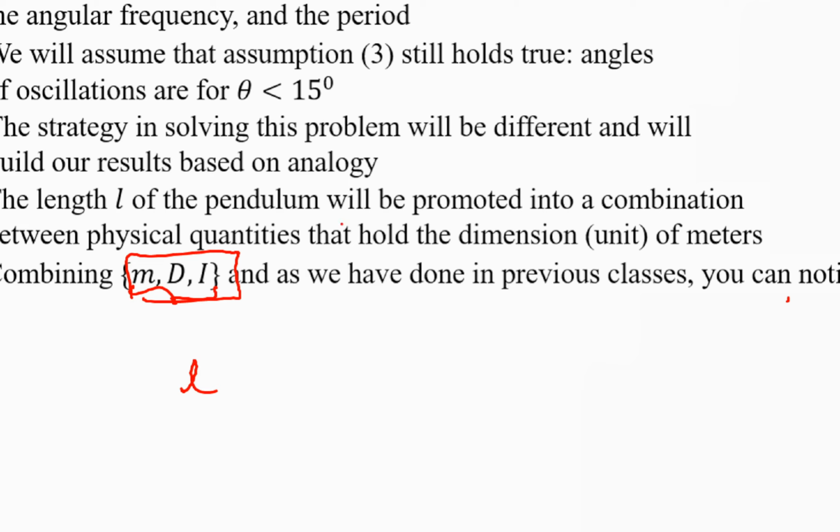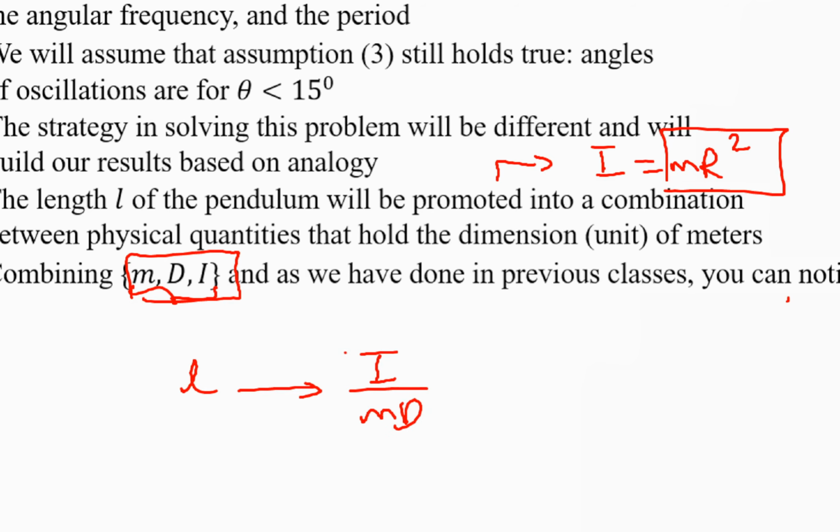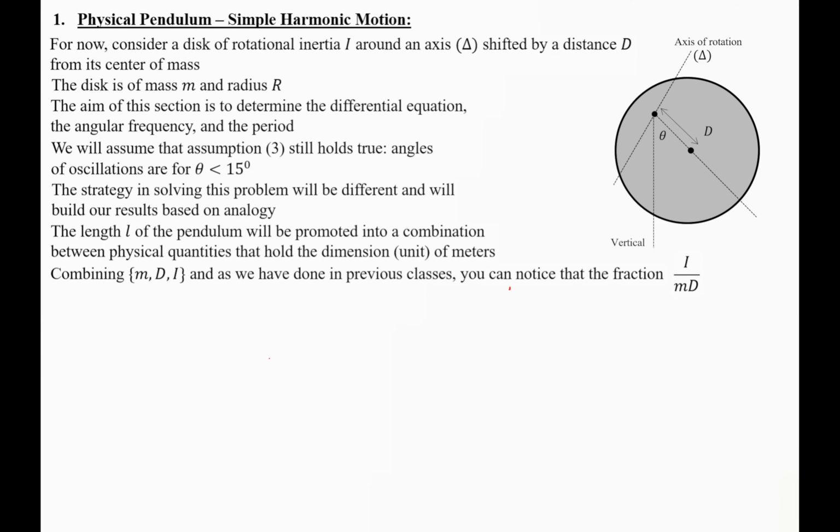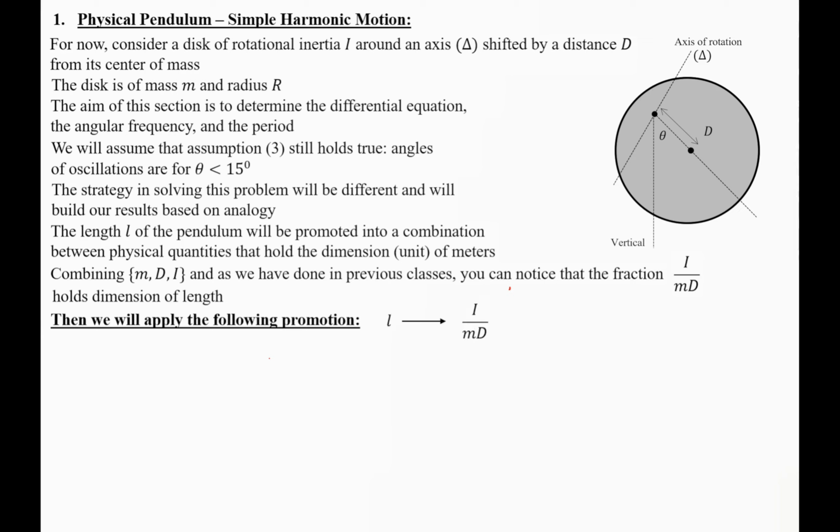L has a unit of meter, and you know that I, for example, for a disk is given by mr squared. So if you need to convert this to have the dimension of length, simply divide by md. So L will simply be promoted to be given by I divided by md, which also has the unit of length. Now you can notice that the fraction I over md holds the dimension of length. Then we apply the following promotion: L will be promoted to be given by I over md.